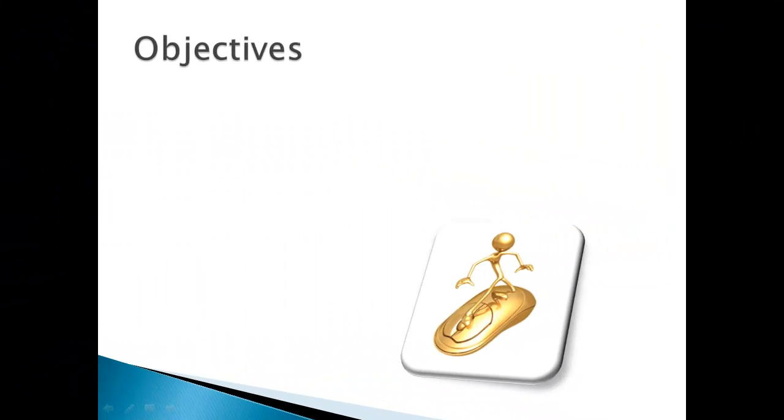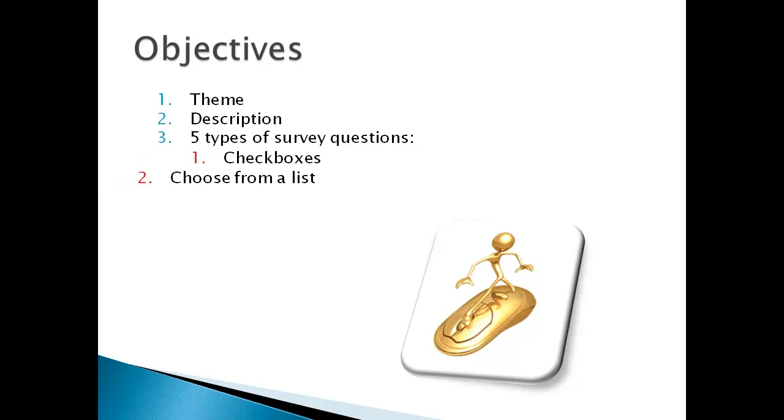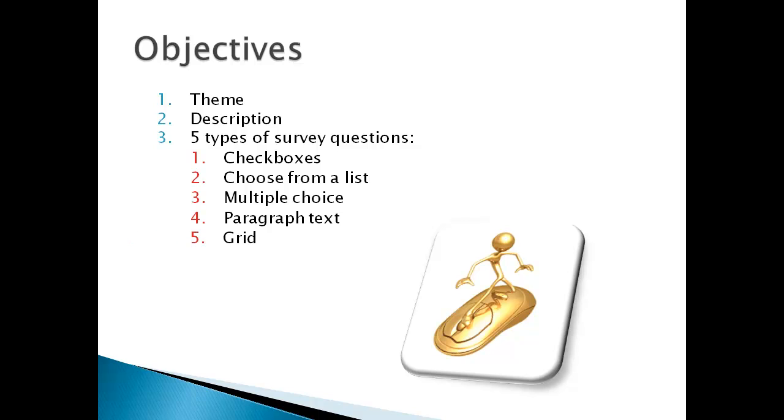To wrap up, in this first part of our video tutorial, we covered 6 objectives. We selected a theme, wrote a survey description, created 5 different types of survey questions, including checkboxes, choose from a list, multiple choice, paragraph text, and grid. We also completed the confirmation message. In addition, we viewed and tested a live survey, and finally, we reviewed results in the spreadsheet. Join me in the second part of this tutorial to capture the live survey link and to make use of branching logic.